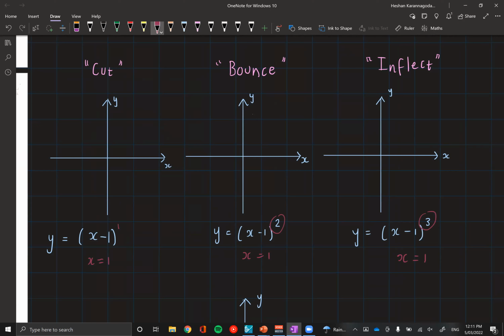And that completely changes what the graph is going to look like, right? The first one is going to be a linear graph. The second one is going to be a quadratic, so a parabola. And the third one is going to be a cubic function.